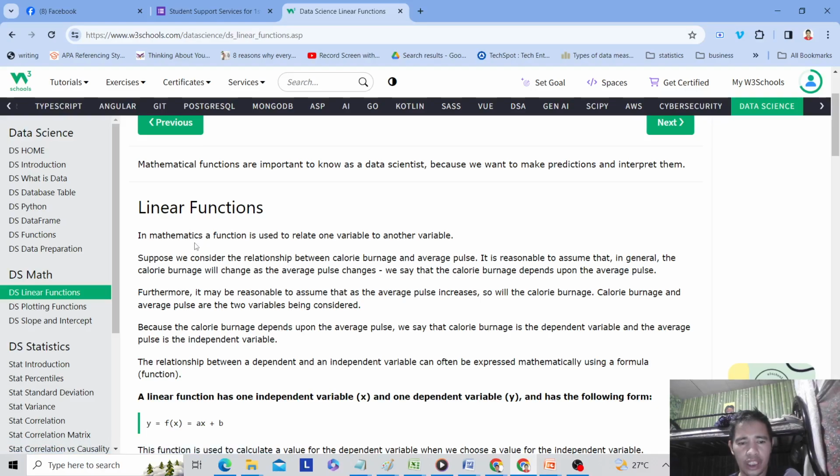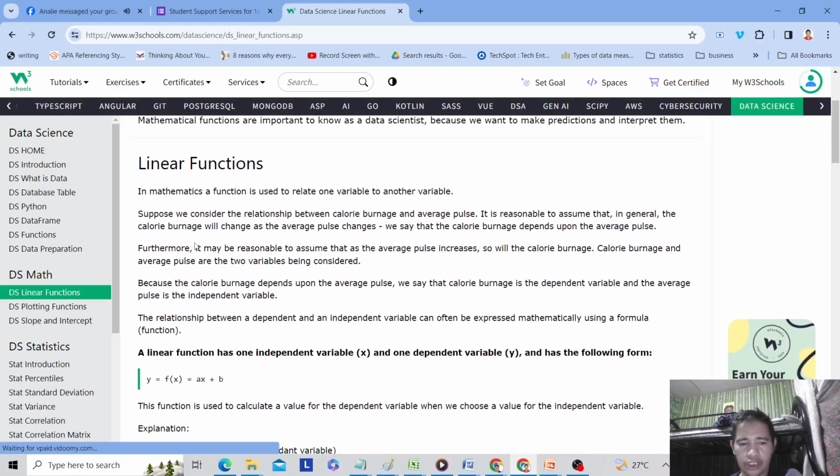Suppose we consider the relationship between calorie burnage and average pulse. It is reasonable to assume that in general, the calorie burnage will change as the average pulse changes. We say that the calorie burnage depends upon the average pulse. Furthermore, it may be reasonable to assume that as the average pulse increases, so will the calorie burnage. Calorie burnage and average pulse are the two variables being considered.